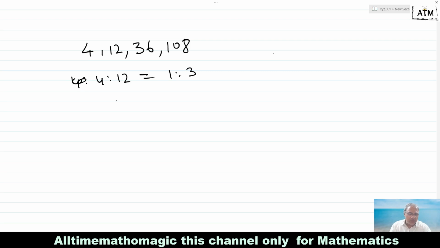Consider four numbers: 4, 12, 36, 108. Now find the ratio of 4:12, that is 1:3. Find the ratio of second and third, 12:36, that is also 1:3 in the simplified form. Now 36:108, that is also 1:3. So this type of proportion is called continued proportion.